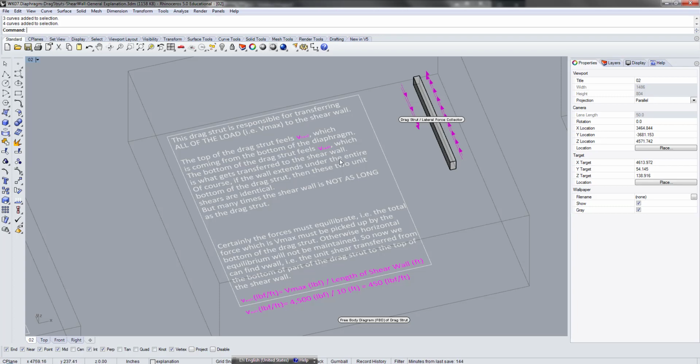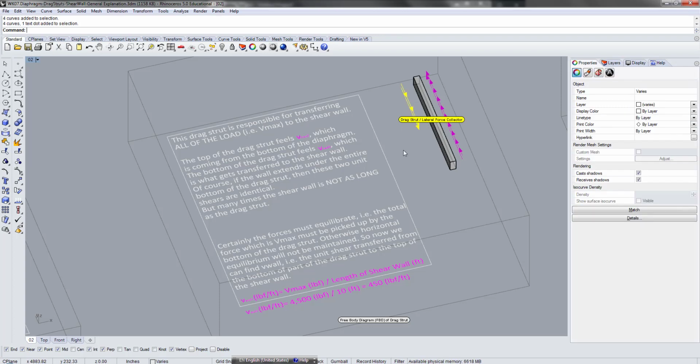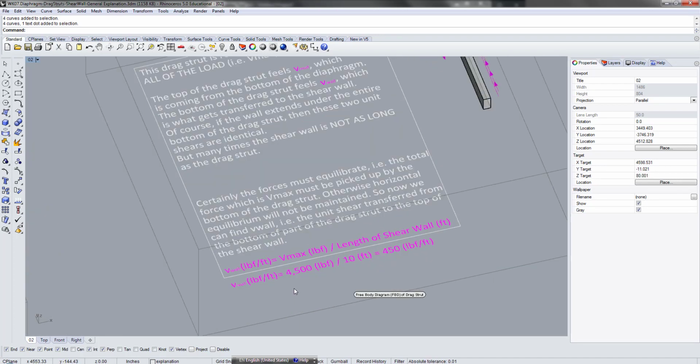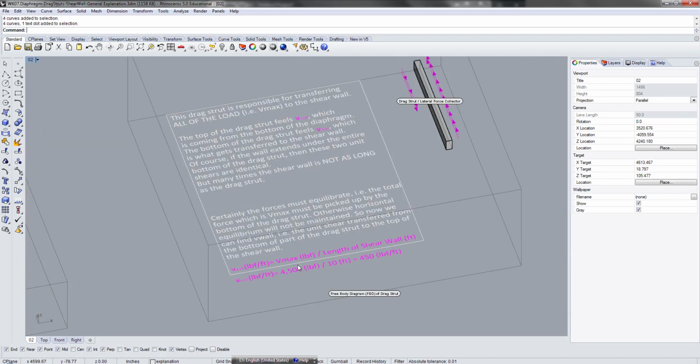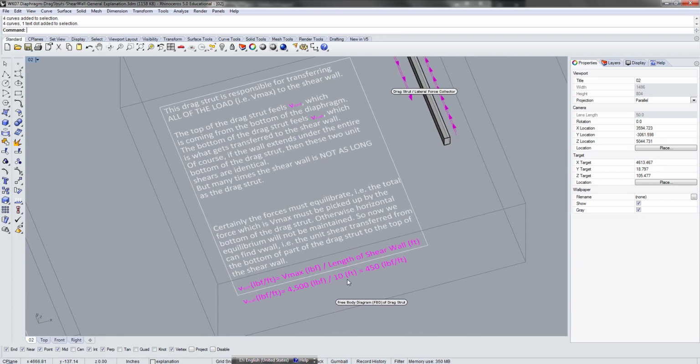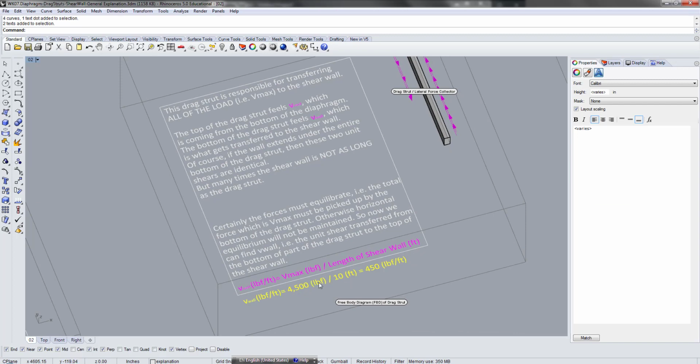That's what gets transferred to the shear wall. Anyway, if the wall extends under the entire bottom, it depends on the length of the wall, but in this case the shear wall is half the length of the diaphragm. So that's how we are doing the calc here: the total amount of shear, which is 4,500 pounds, is the same, but the length is half. So the linear shear actually ends up being double.